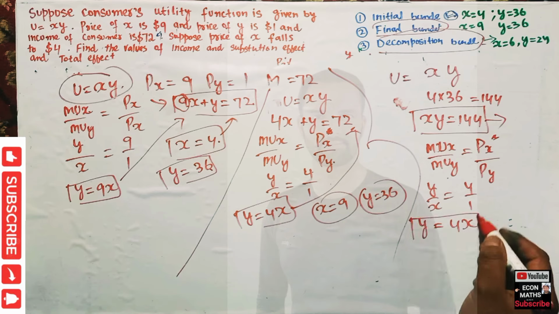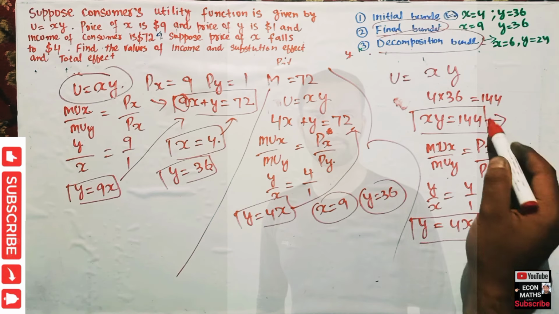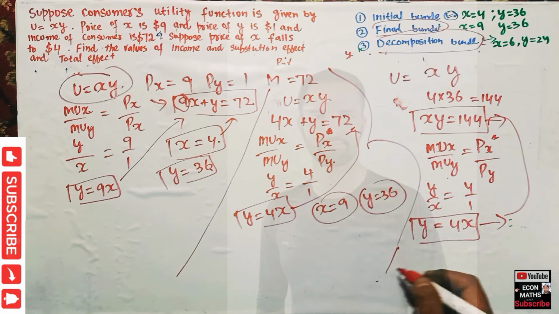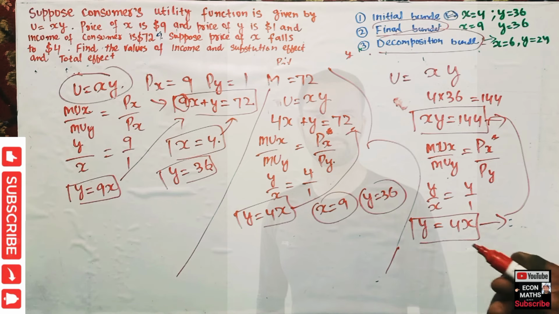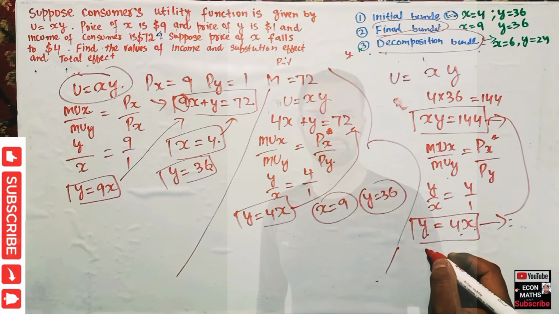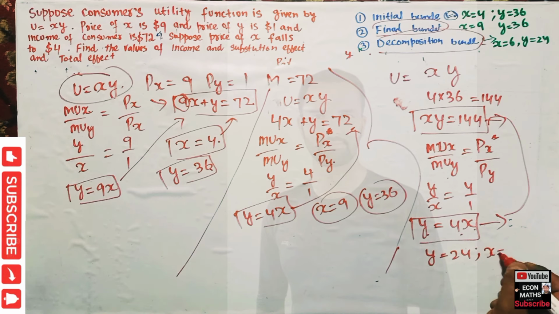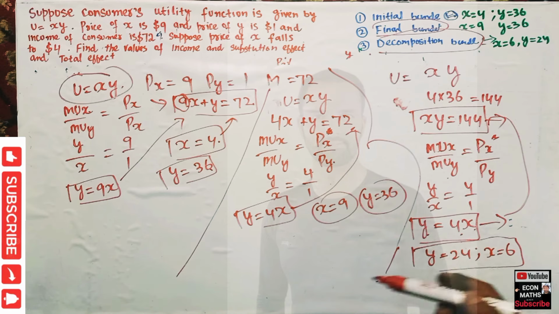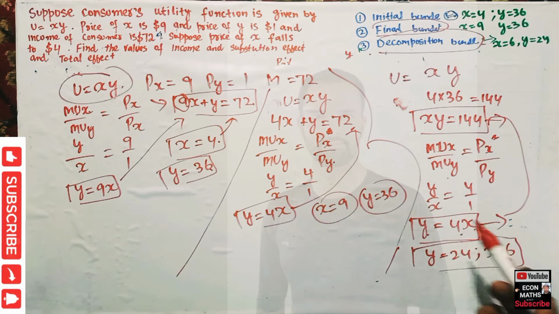After that, we solved these two equations, and we got our decomposition bundle. When we plug y is equal to 4x into xy is equal to 144, we got y is equal to 24 and x is 6. Okay, sorry, x was 6. And after that, we just compared these bundles to get our substitution effect and income effect. I hope I make myself clear in this video. Thank you.